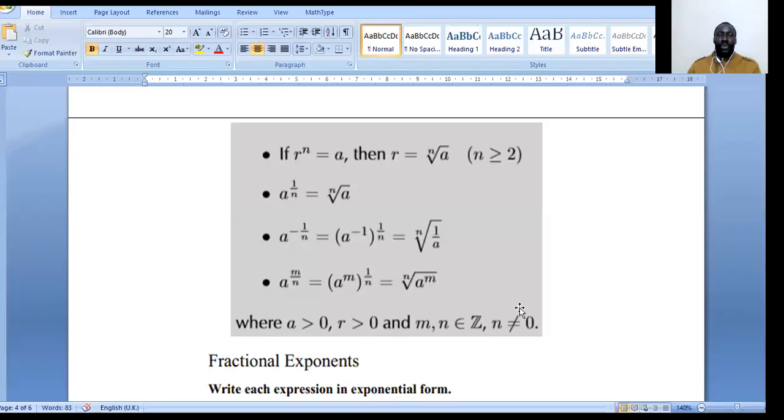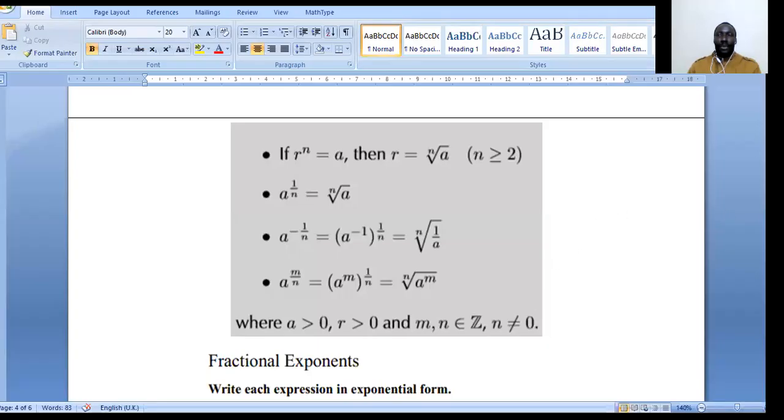We will also look at how the concept of exponents can be used in solving equations, in solving for some unknown. So right away, let me share with you a screen that will guide us on how we have to get going on this concept of fractional exponents. So there we go.